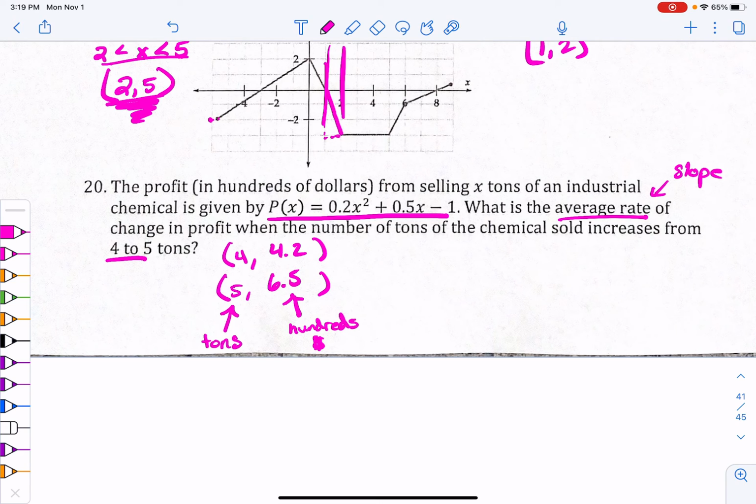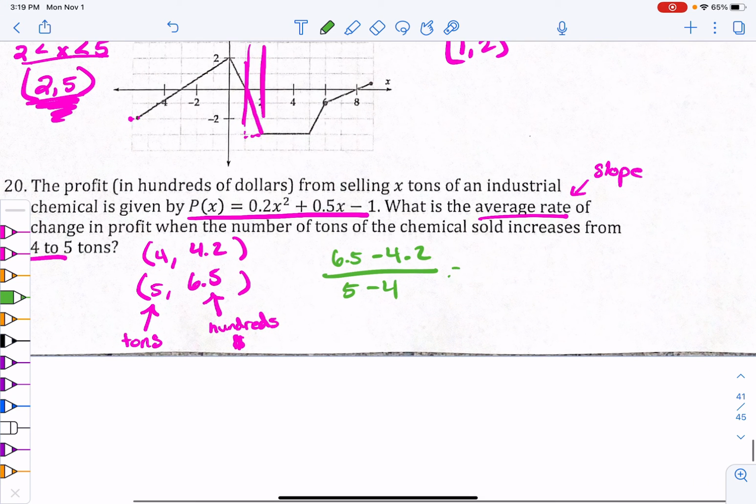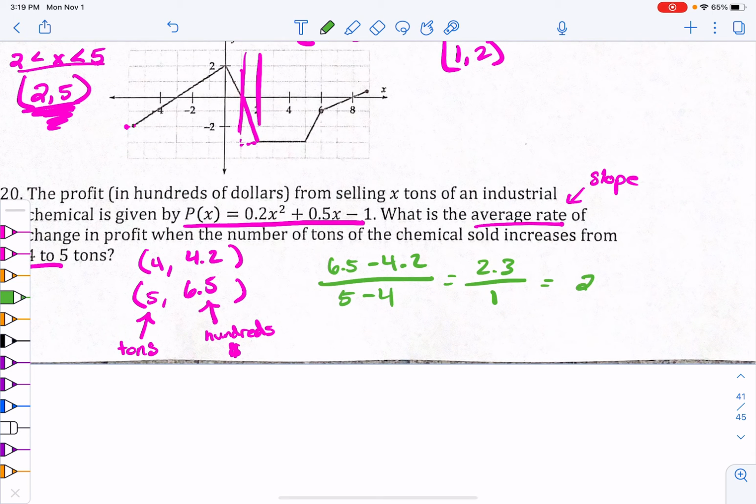I'm almost done, so you're fine. All right, so slope is y2 minus y1, so 6.5 minus 4.2 over 5 minus 4. 6.5 minus 4.2 is going to be 2.3. I could have done that in my head. Whatever. 2.3 over 1. And 2.3 over 1 is just 2.3, but since we're in hundreds of dollars, we have to move the decimal 2 places, like times 100. So this would be $230 per ton is what that would look like, okay?